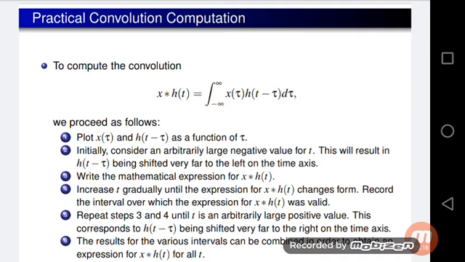Here x of tau and h of t minus tau are both functions of tau. Initially, consider an arbitrarily large negative value for t. This results in h of t minus tau being shifted very far to the left on the time axis. And next, third point is write the mathematical expression for x * h of t.